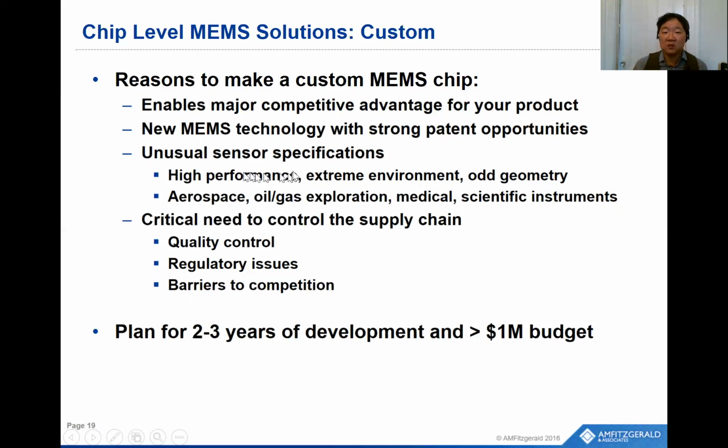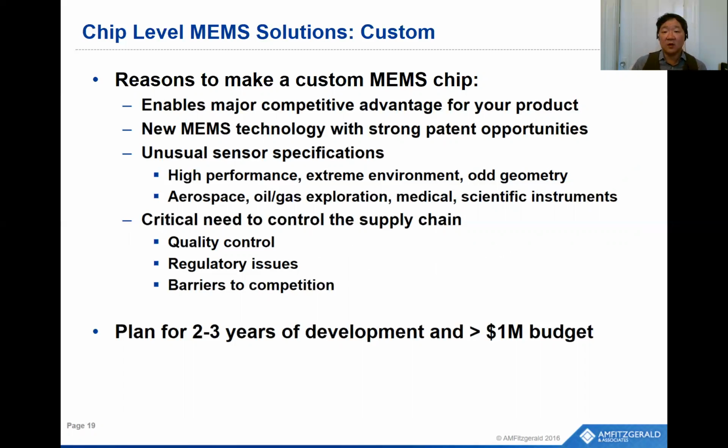So that's an unusual sensor specification, which might be one reason. Another reason why you pursue a custom chip is that you might want a custom chip just to control the supply chain. We've had clients who have some strict regulatory requirements, and so they need to make sure the quality on their supply chain is high. The way they do that is they control the supply chain, and so they would like to have their own MEMS chip, which means they have their own MEMS design, their own MEMS manufacturing process.